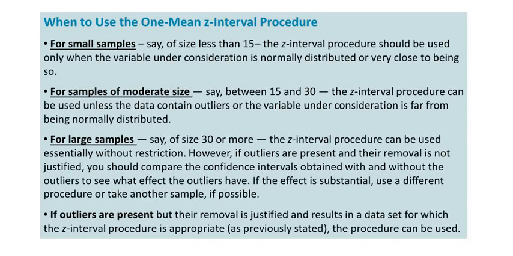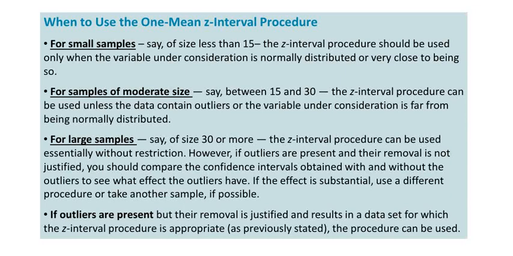Plus, we also know what the standard deviation of the population is, right? In each of these cases, the standard deviation is known. For a sample of moderate size, somewhere between 15 and 30, the Z procedure can be used unless the data contains outliers. That is, values that are much too high or too low as compared to the population. And you can certainly get that feel if you look at your data and plot it.